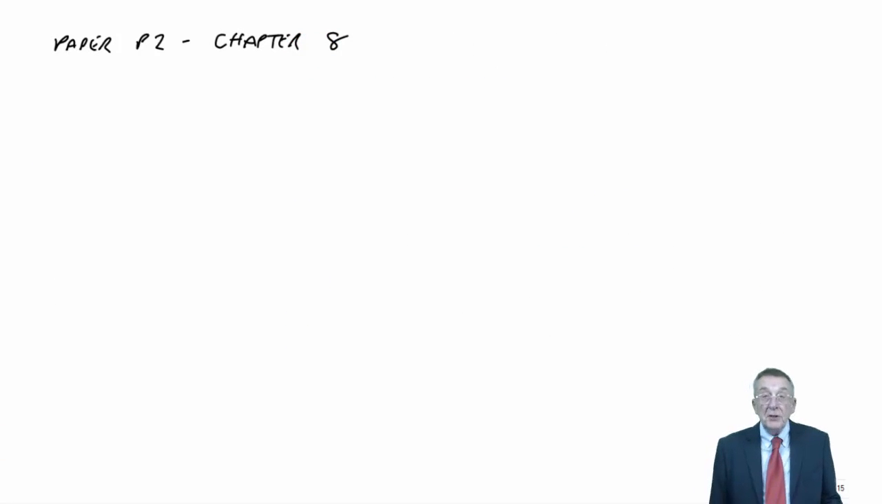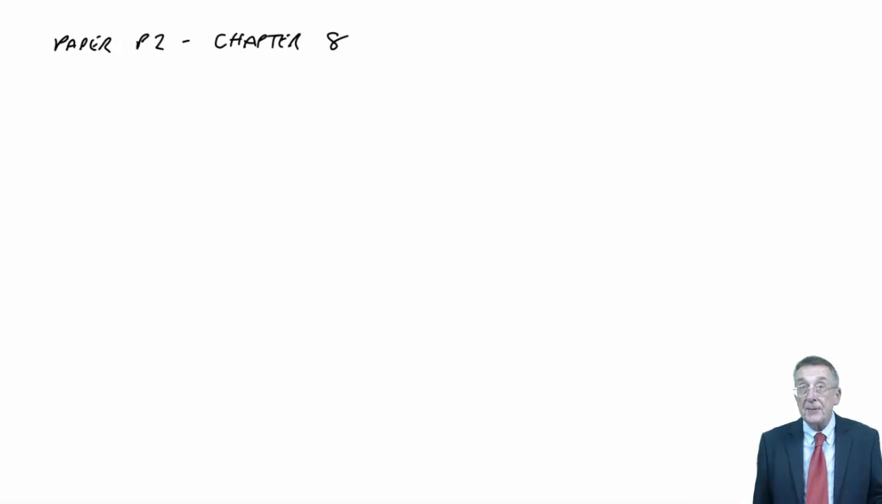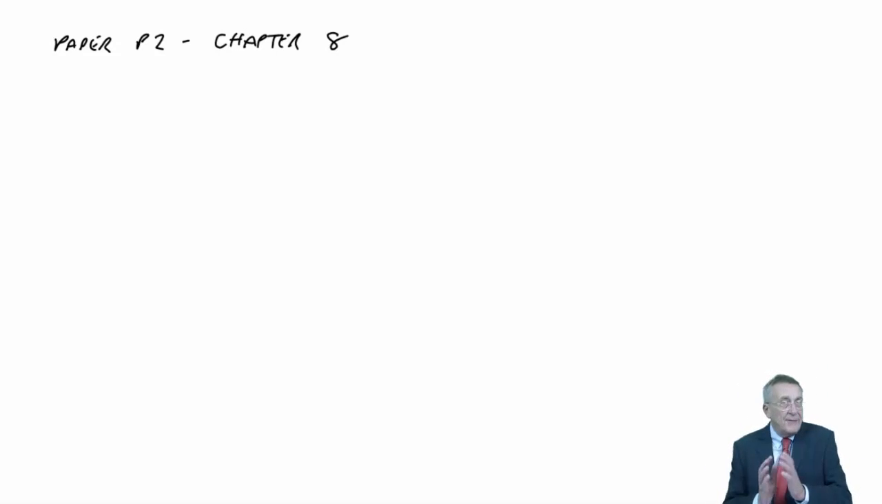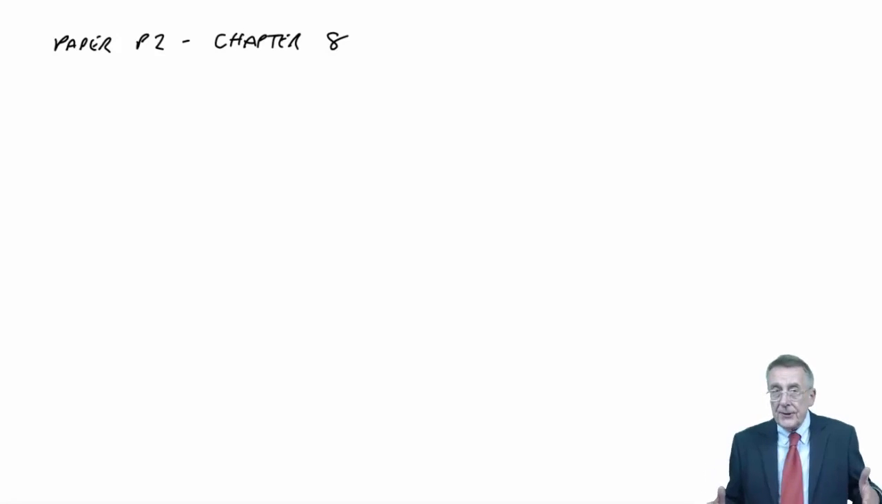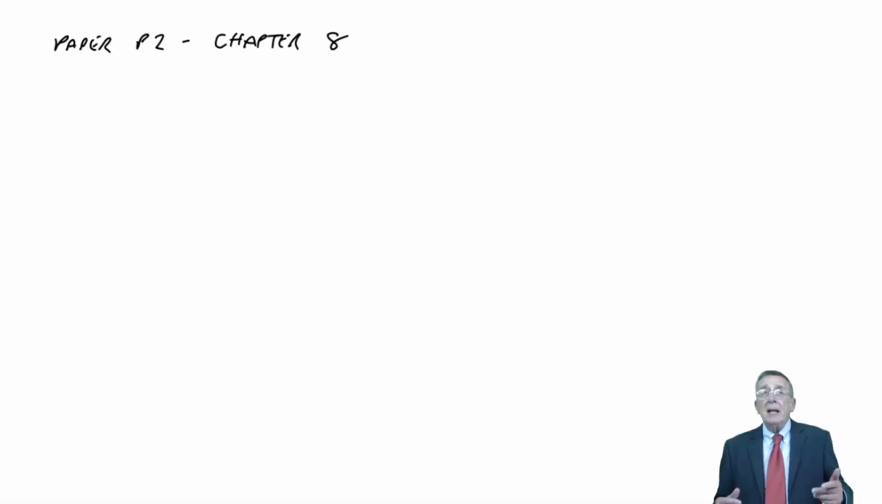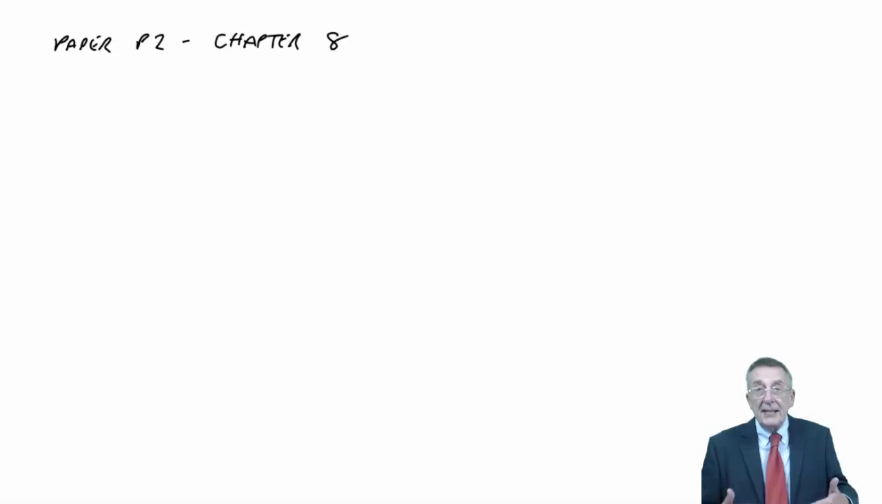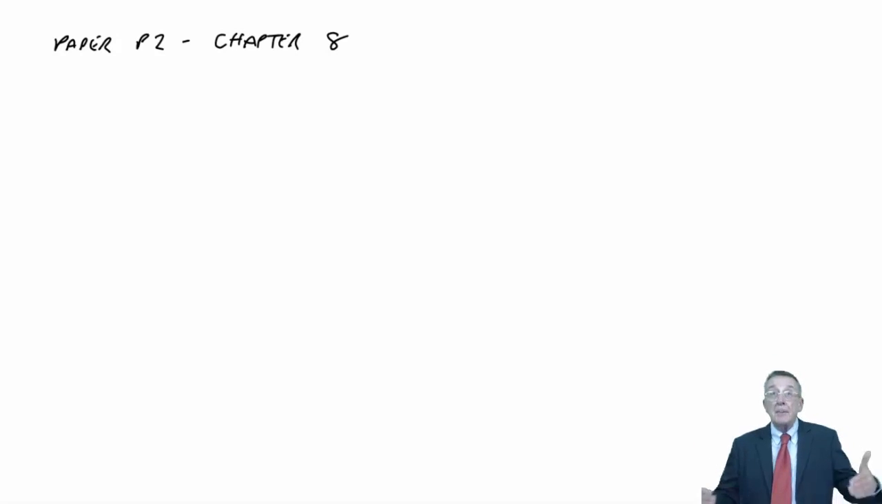In this lecture, we're going to go through Chapter 8 of the free lecture notes for paper P2. And Chapter 8 is Financial Performance Measurement. In the previous chapters, we looked at divisional performance. Here, we're looking at various ratios, ultimately, to help us consider the overall financial performance of the company as a whole.